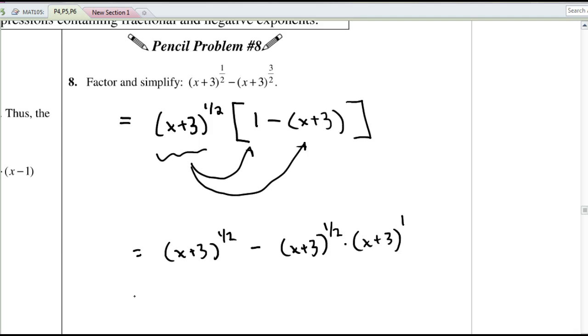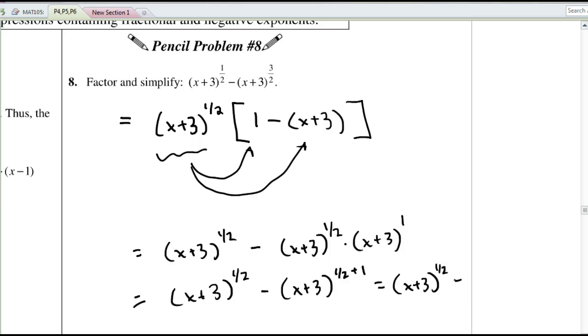So since those two things look alike, our rules from section P2 tell us we can just write it as (x plus 3) to the 1/2 plus 1 power, which is really just equal to (x plus 3) to the 1/2 minus (x plus 3) to the 3 over 2. Remember, 1 plus 1/2 gives me 3 over 2.